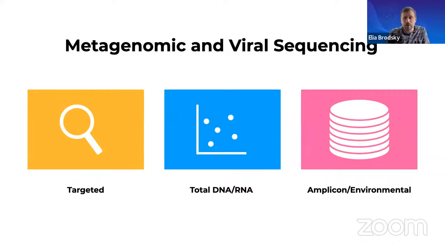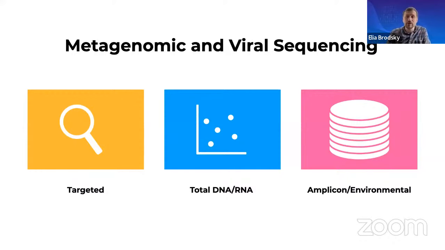Another example for targeted sequencing is what we hear for SARS-CoV-2. When we only want to look at, for example, variants of concern that affect the spike protein, we know how to amplify only the region that contains the sequence for the spike protein.